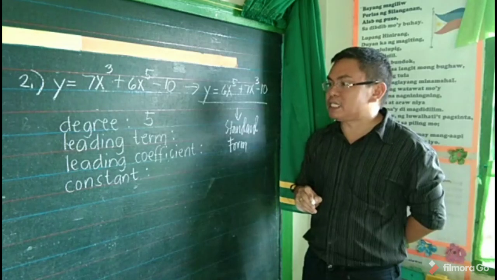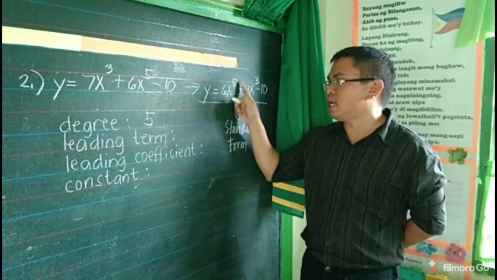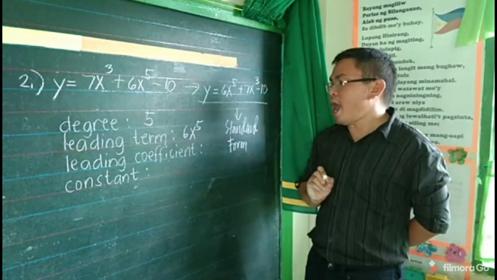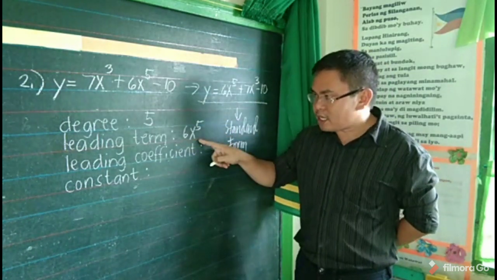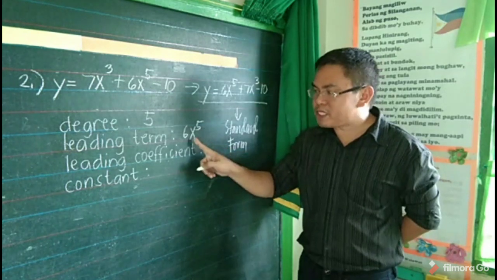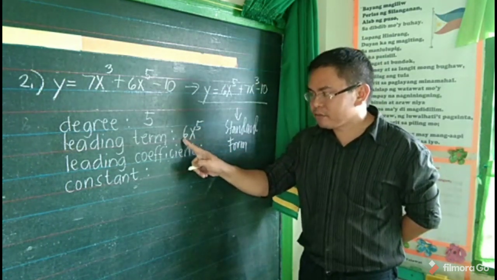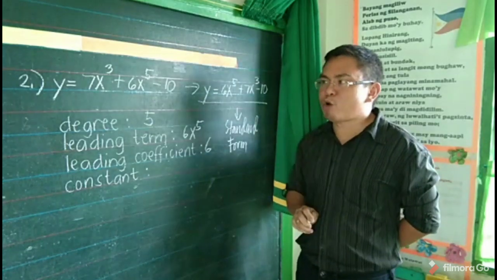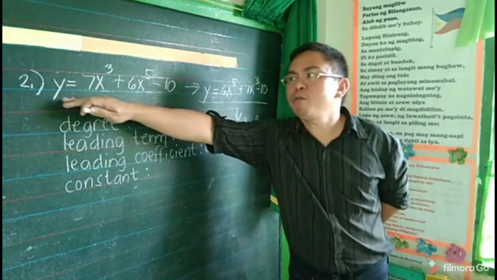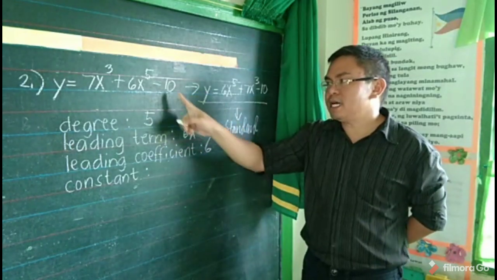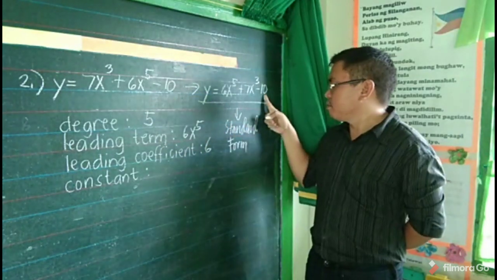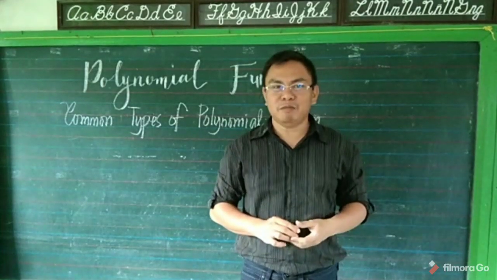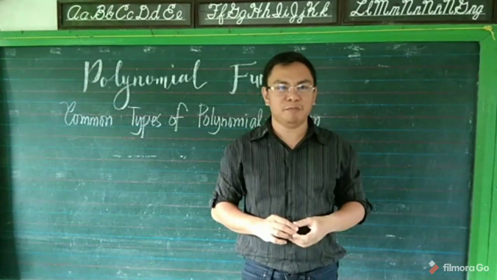The leading term is the term with the highest exponent, so that is 6x to the exponent of 5. And from your leading term, you get the numerical coefficient, the number beside your x, and that is 6. So that is your leading coefficient. And what is our constant term? The number without a variable beside it. That is negative 10.